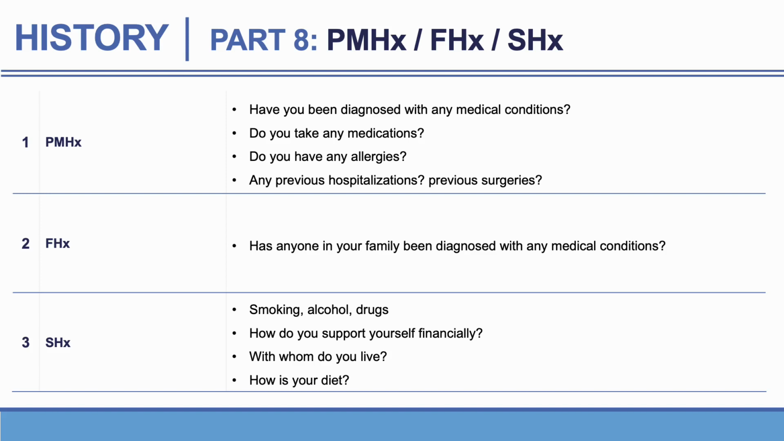Do you take any medications? Do you have any allergies? Any previous hospitalizations or previous surgeries? And then the family history. Has anyone in your family been diagnosed with any medical conditions? And then in the social history, you want to ask about smoking, alcohol, and drugs. You want to ask how the patient supports themselves financially, with whom do they live, and about their diet.